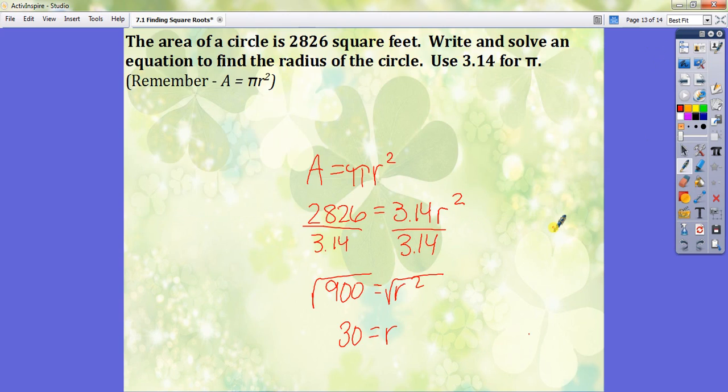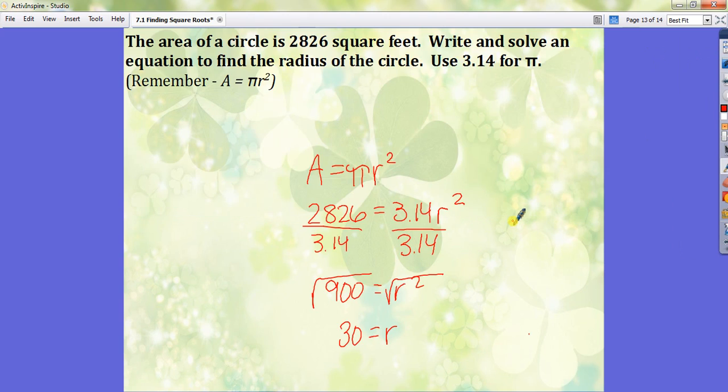And we did this one together in class just to get through the time element that we were facing. But notice it came out to a nice whole number using 3.14 for pi, and they'll give you any formula that you need to answer the question. So that's a quick glimpse at square roots.